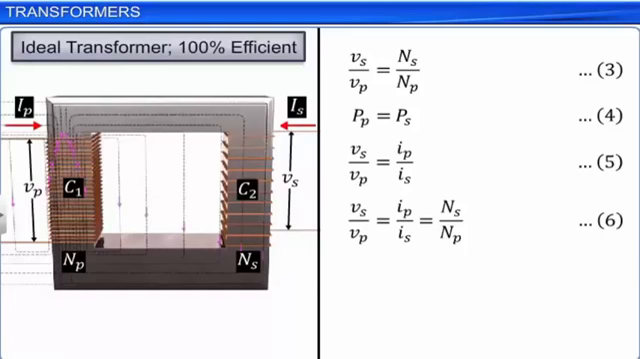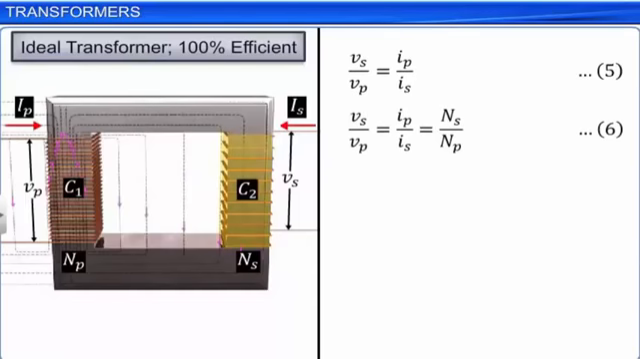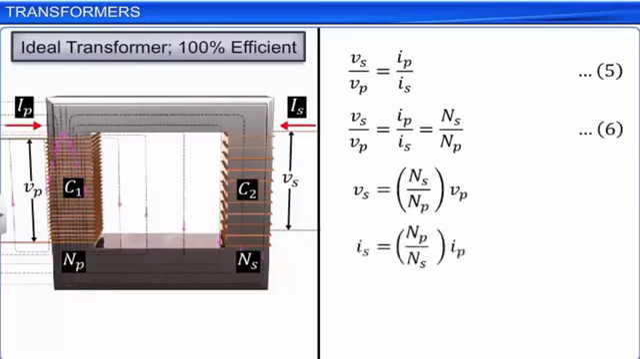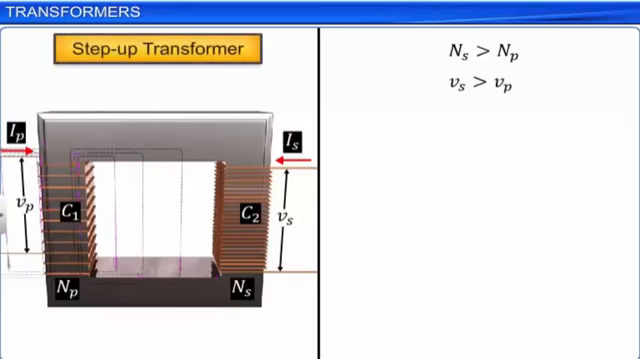Now, we can write the voltage and current in the secondary coil in terms of the voltage and current in the primary coil as shown. Let these be equations 7 and 8 respectively. If the secondary coil has a greater number of turns than the primary, the voltage is stepped up. That is, output voltage is higher than the input voltage. This type of transformer is called a step-up transformer. In this type of transformer, there is less current in the secondary coil than in the primary coil.